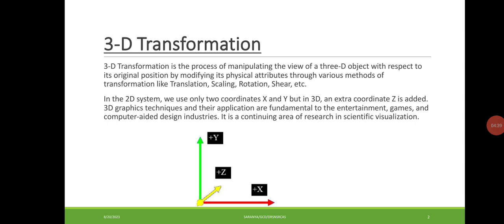I already told that 3D transformation contains four types. The first one is translation, then scaling, rotation and shear. We already saw those four types of transformation. Now we can see them in the diagram. The first one is the 3D transformation, which contains three axes, X, Y and Z.